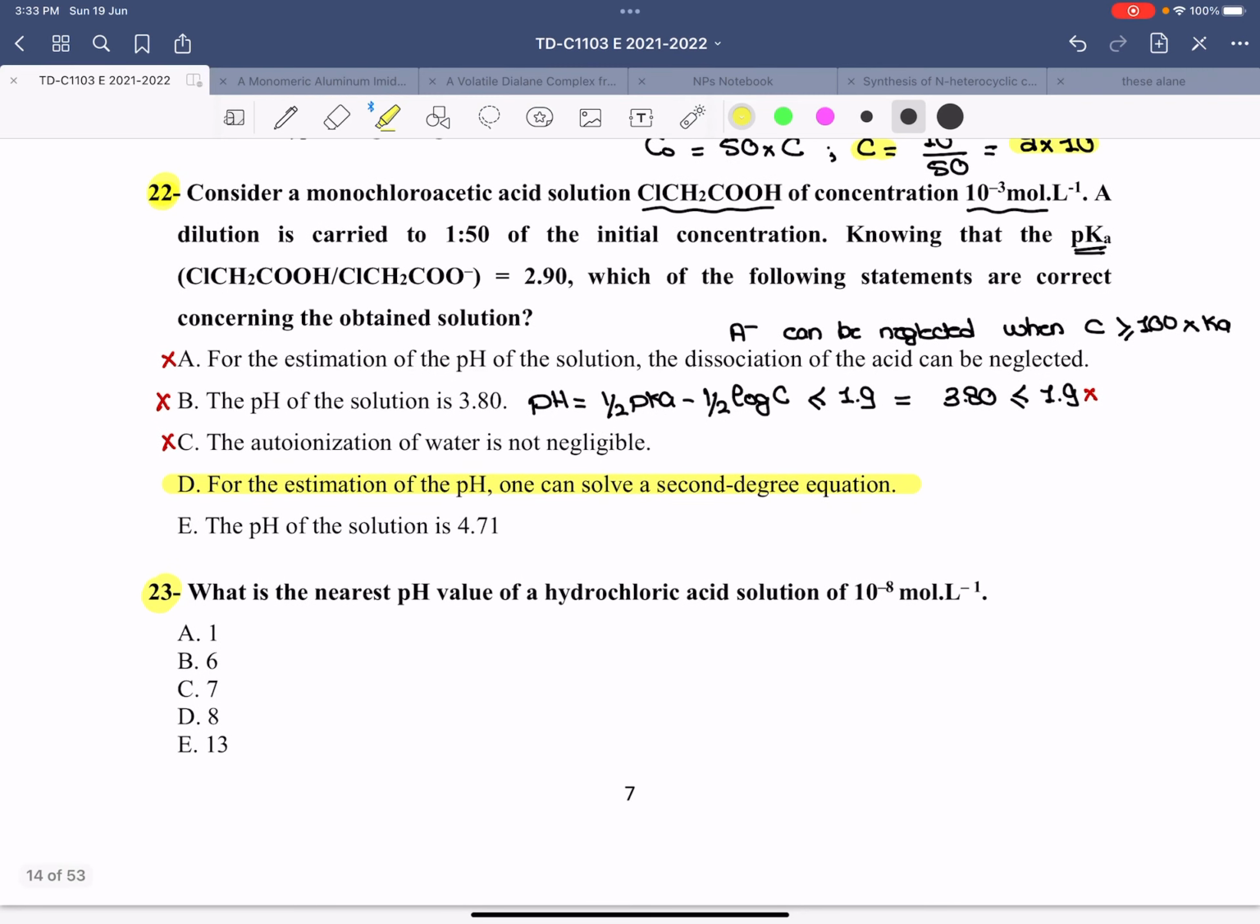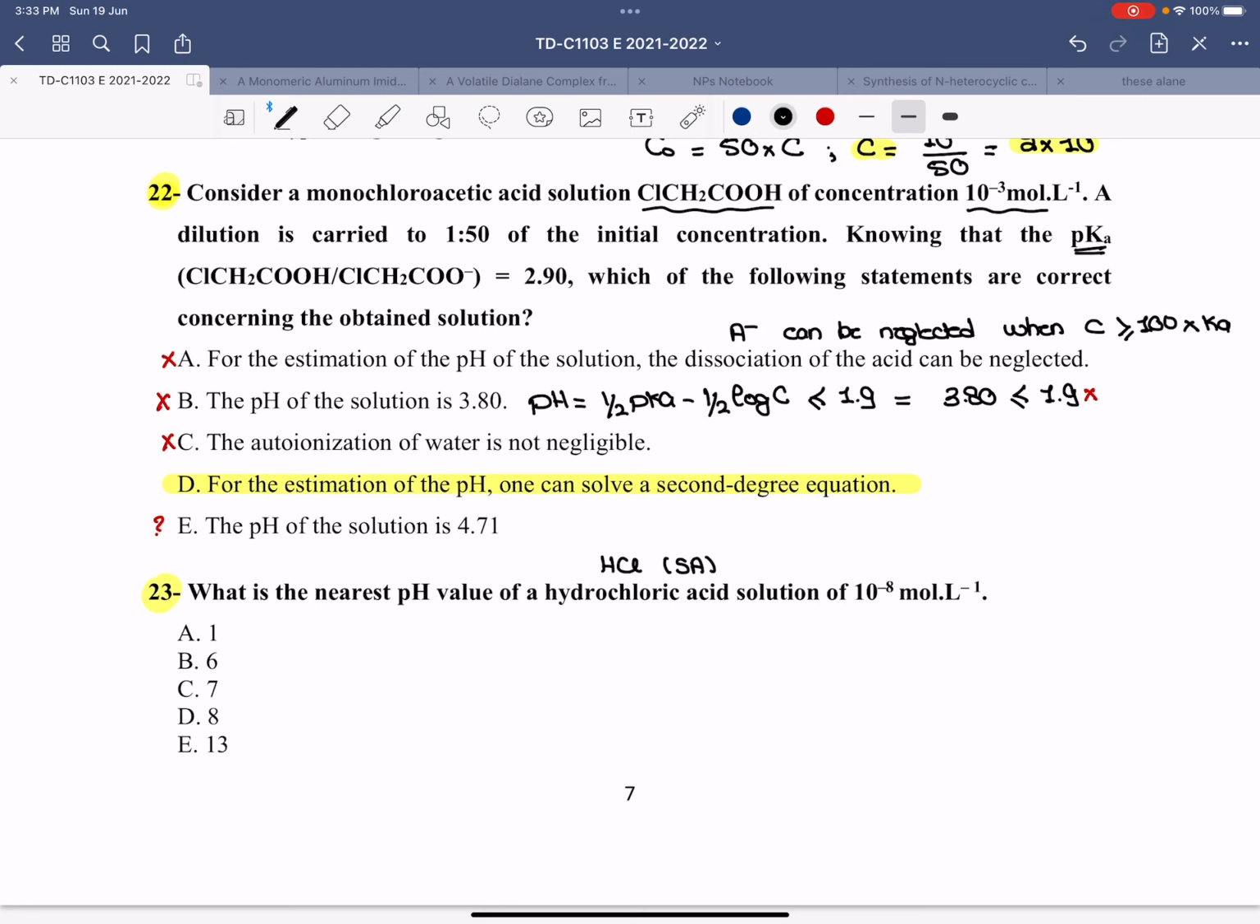Number 23. What is the nearest pH value of a hydrochloric acid solution? So this, just check it, okay? Calculate the pH and see if it's equal to 4.71. Remember, hydrochloric acid solution is HCl. Between brackets, this is a strong acid. If you don't know it's a strong acid, look at the question. Do you have a pKa given? No, you do not. Then it's a strong acid.